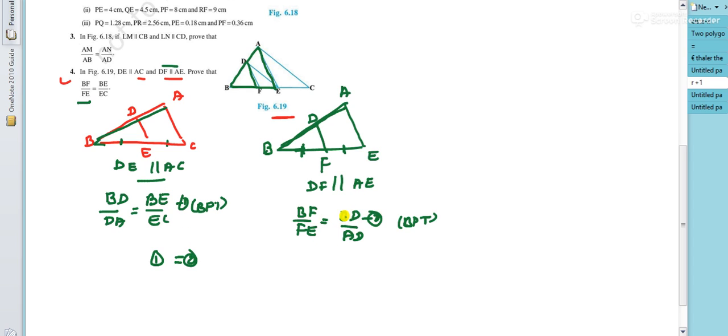Why? See here, BD by AD is also here BD by AD. So since they are equal, we can write BE by EC is equal to BF by FE. That's what we had to prove. Hence, proved. That's all. Isn't it simple? Yes. So you have to just observe the questions properly and you can do it.